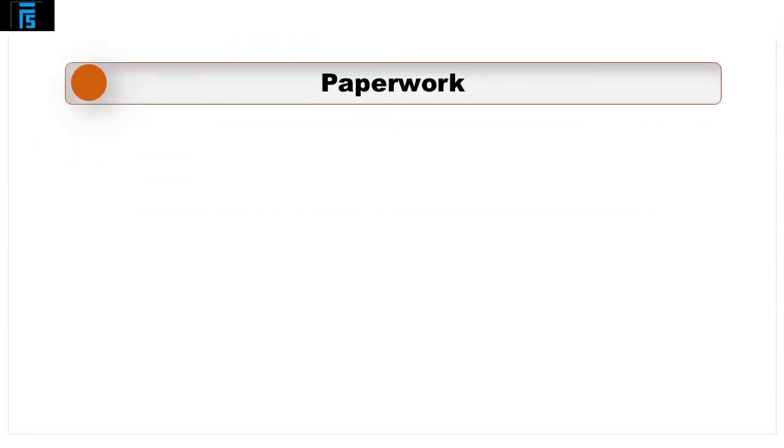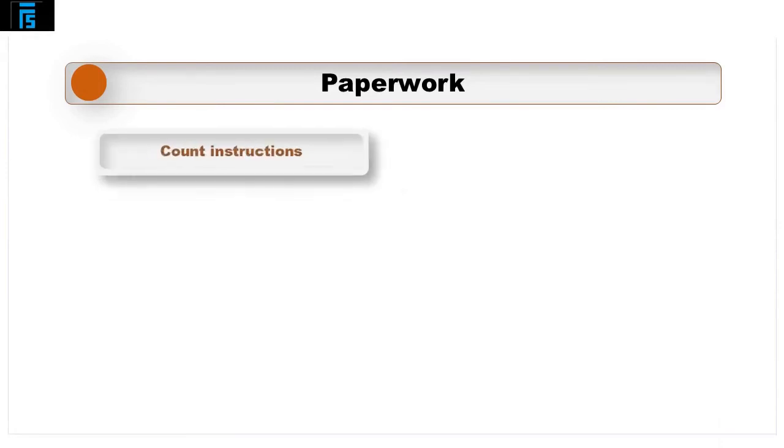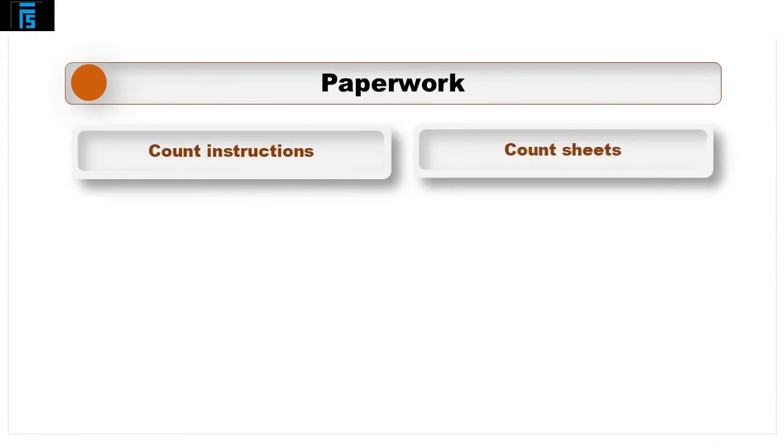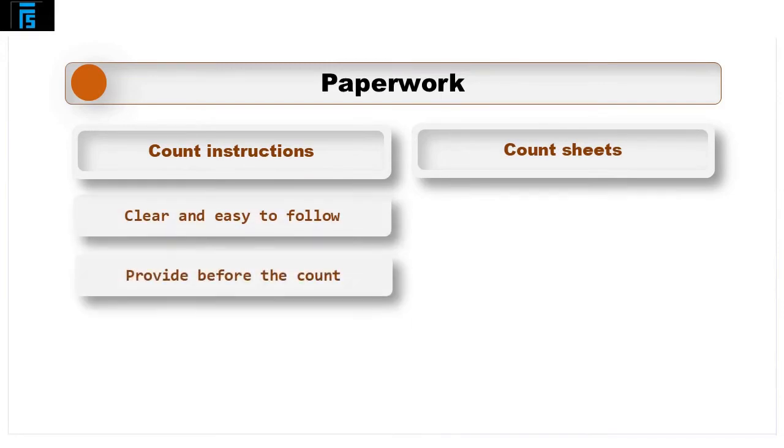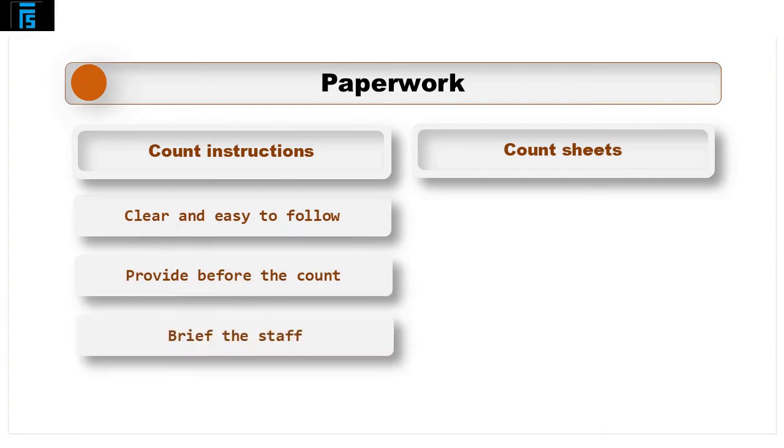There are 2 key pieces of paperwork, the count instructions and the count sheets. The count instructions should be clear and easy to follow. They should be given out before the count, and the staff should be briefed so they fully understand what they are to do.